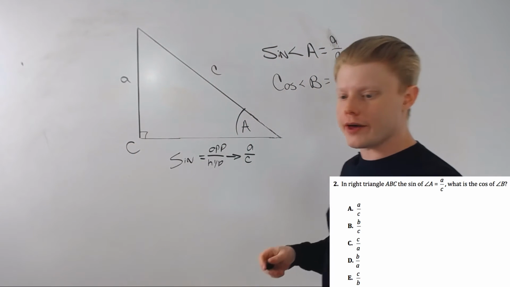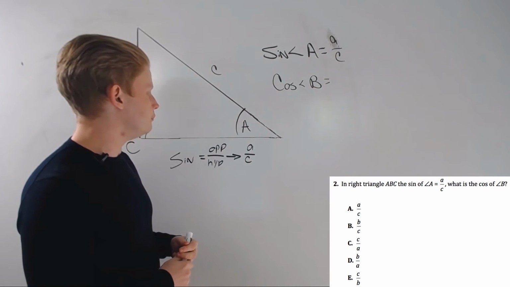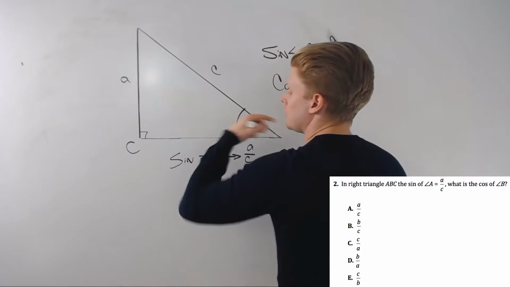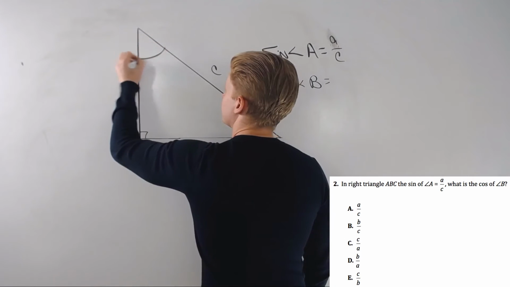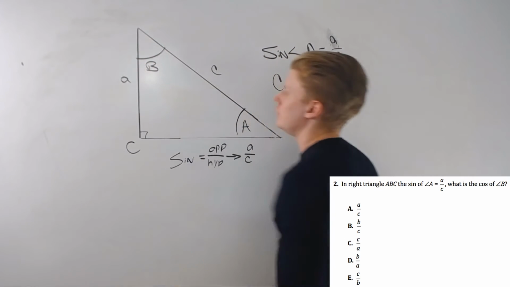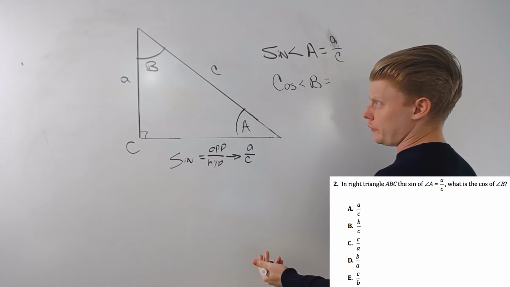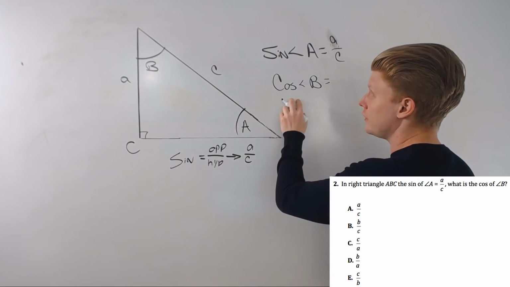Even if you didn't know that, though, you'd still be okay, because you would figure out pretty quickly that it couldn't be the right angle that you're interested in. So we know this is B. So we know this is A, this is B, and now all we have left to determine is the cosine of B.